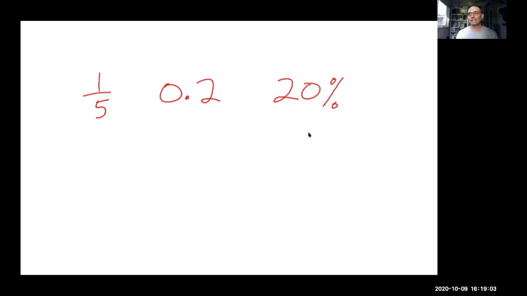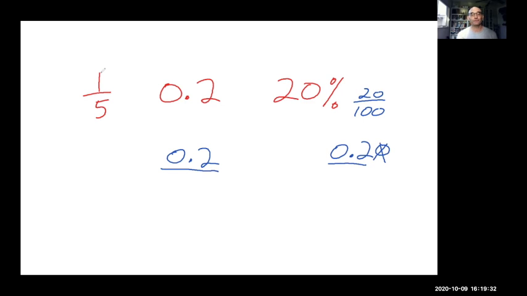So the best way that we can compare them is to, well, let's make them all decimals because that makes it a little bit easier. So 0.2 is just 0.2. 20%, you remember that becomes 20 over 100, right? And this 20/100ths is the same as 0.20. And remember, if there's a 0 at the end, we can get rid of it. So this is 0.2 and this is 0.2.